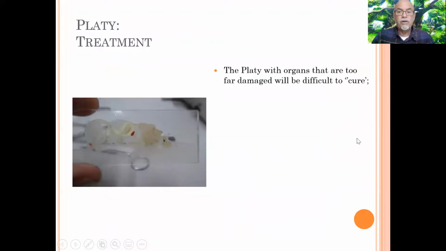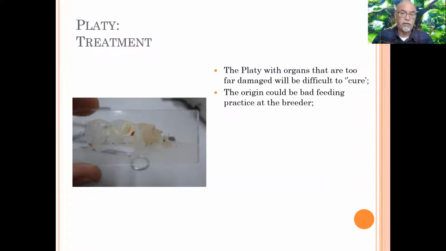So our conclusion here was that the organs are, for many of the platies, too far damaged, and that will be difficult to cure. Those are the fish which are eventually going to die. In a group of platies, a few hundred here, there's a certain percentage that is going to die anyway because their organs are too far gone. And usually the problem is due to bad feeding practice at the breeder.